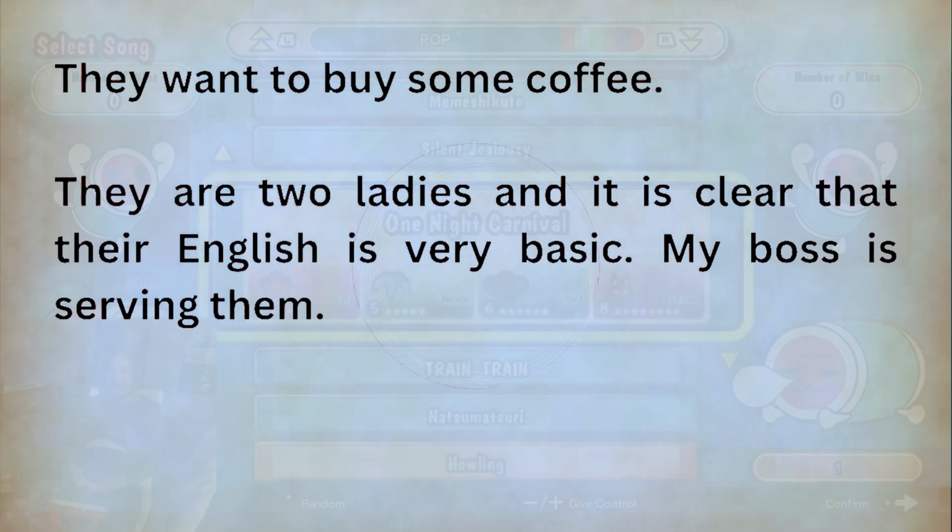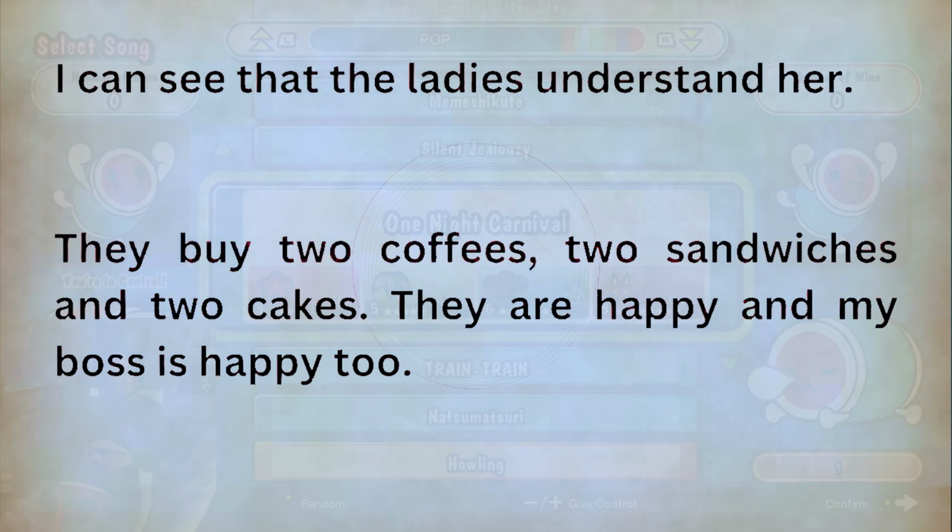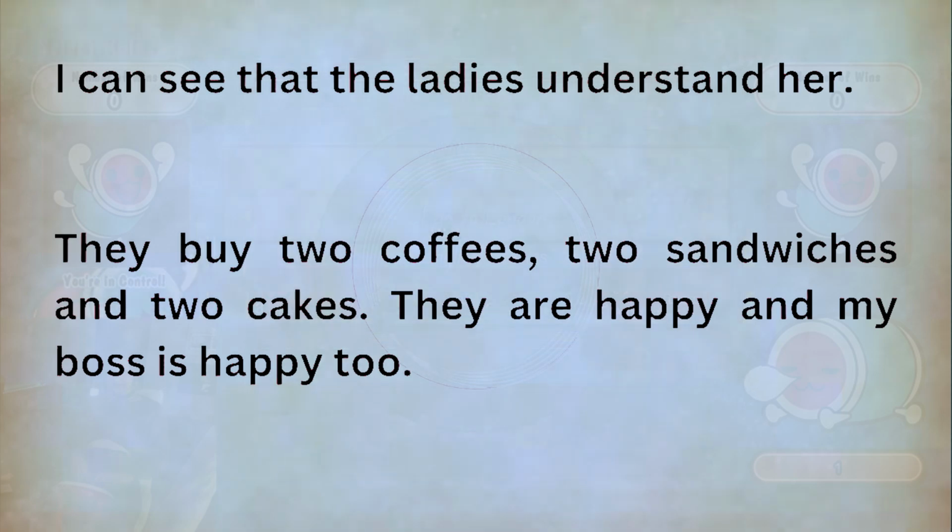They are 2 ladies, and it is clear that their English is very basic. My boss is serving them. When she hears that they don't speak English very well, she does something very interesting. She changes her English. She uses very simple sentences with only 3 or 4 words. I can see that the ladies understand her. They buy 2 coffees, 2 sandwiches, and 2 cakes. They are happy, and my boss is happy too.